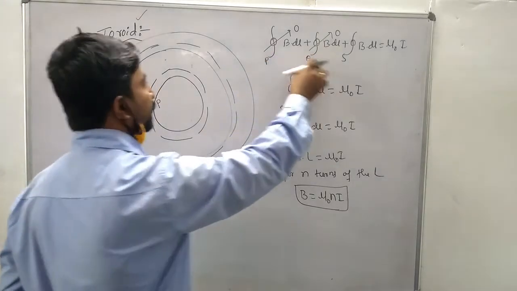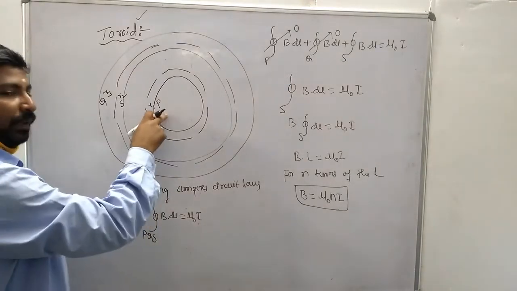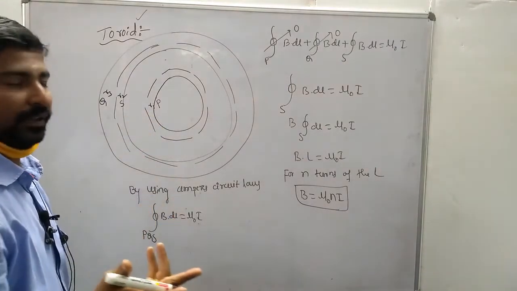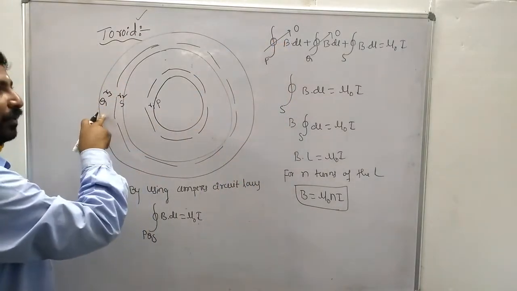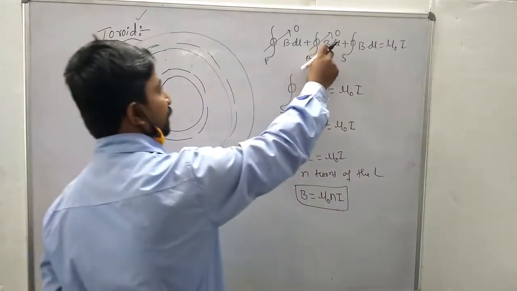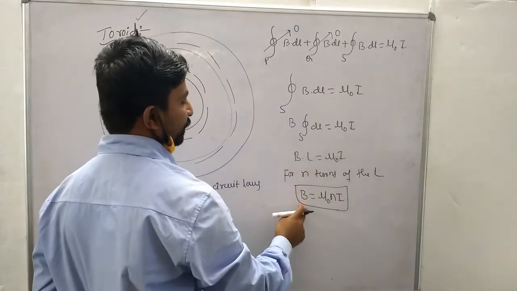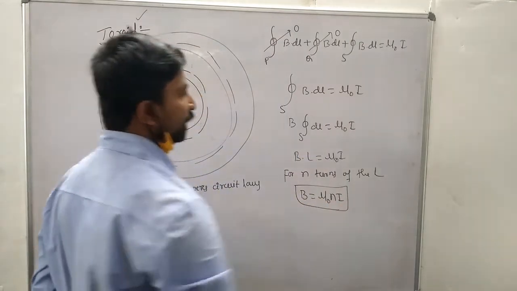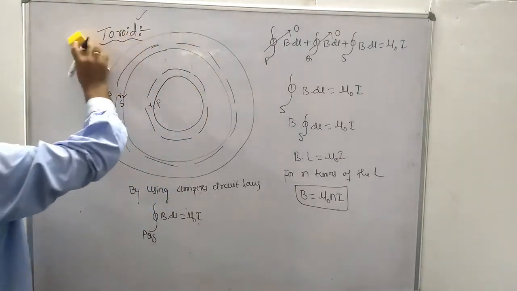Taking them separately, P and Q are 0. Why? For the loop P there is no current passing through it, hence the line integral of B dl is equal to 0. Similarly for the loop Q, the net current is 0, so this one is also 0. Only one remains. Then what is the final equation? B is equal to mu naught n I. So this is the derivation of the expression for the toroid.